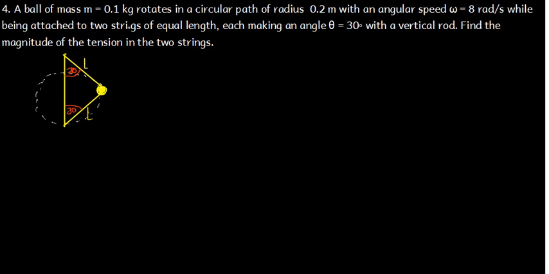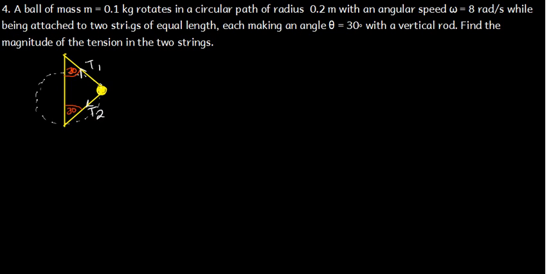Now I want to find the magnitude of the tension in the two strings. So what is the tension in this string? Tension is always a force that goes like that, which is holding this ball. Even in this direction, the tension goes like that. So let me say here we've got T1, and then here let me call it T2.